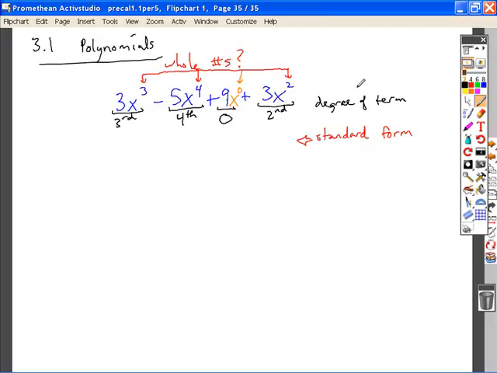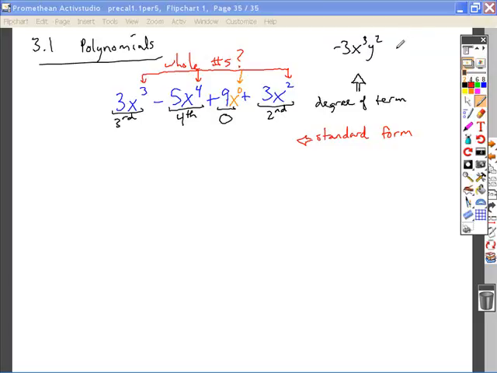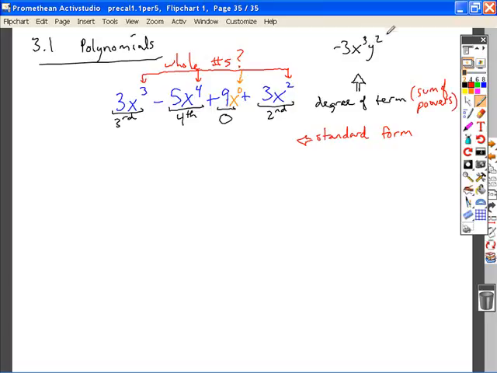Now, if you have a term with multiple variables, so let's say you have something like negative 3x cubed y squared, the degree of this term is the sum of powers. But it's just the sum of powers of an individual term. So when you're looking at something with multiple variables, the degree of this term is going to be what? This is an example of a fifth degree term. The sum of the powers is 3 plus 2, so there's your degree.